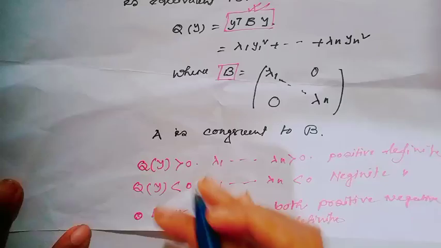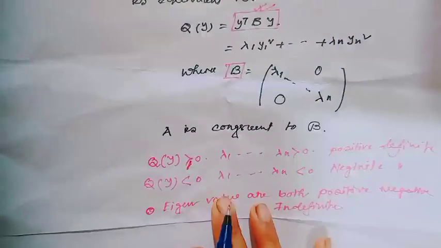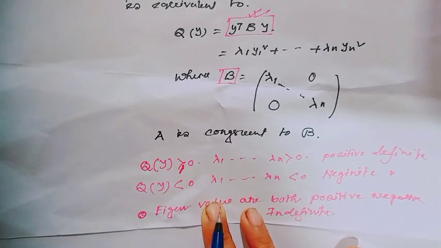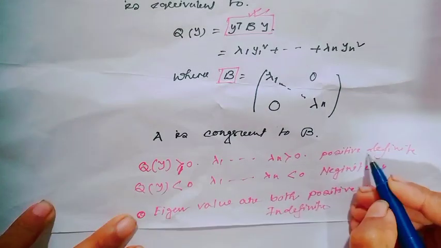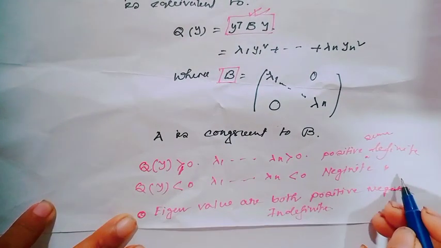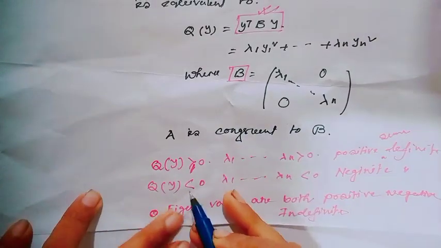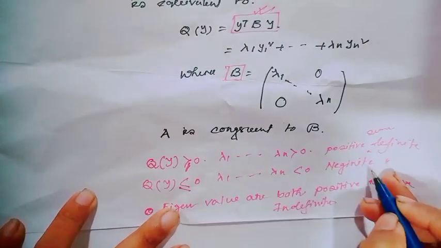And positive semi-definite, if there exist one or more eigenvalues which are 0, then this would be positive semi-definite. Similarly, for negative semi-definite, if there exists at least one eigenvalue which is 0, then this would be negative semi-definite.